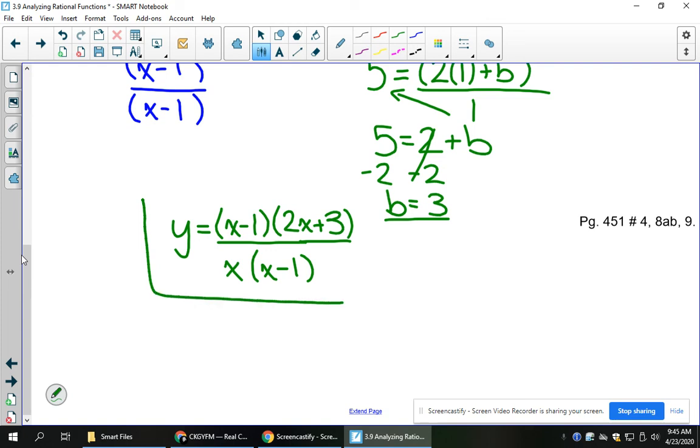This is the rational equation in factored form, but keep in mind that on a quiz or an exam, they might FOIL these things out and give it to you in expanded form. It might look like 2x squared plus x minus 3 over x squared minus x, all of which is math that you can easily do.